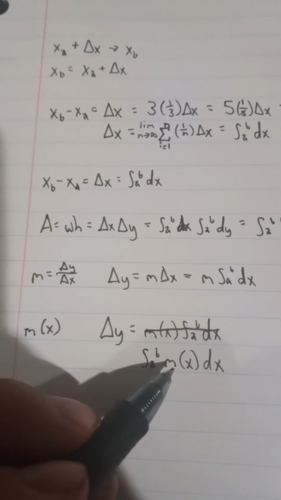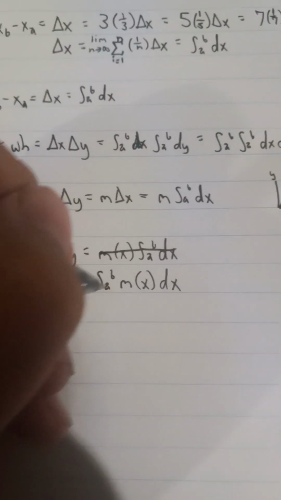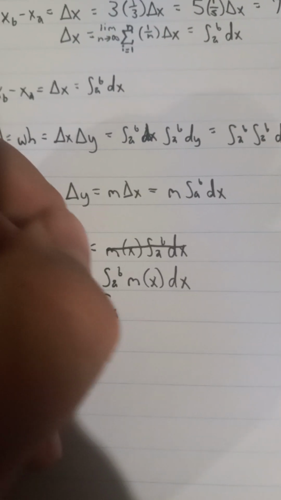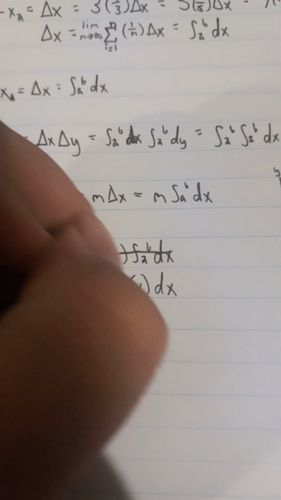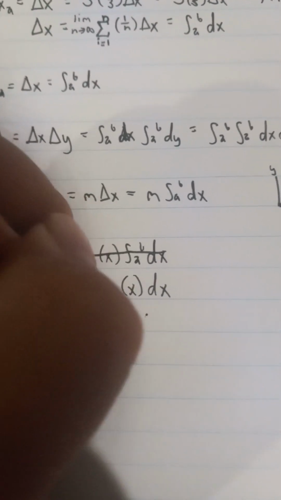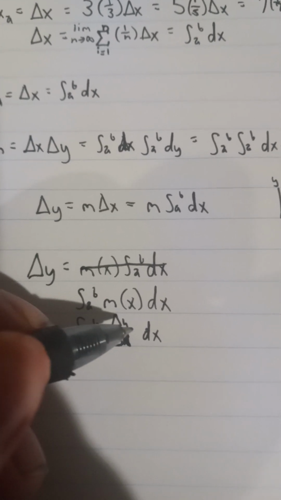But think about the definition of m here. This definition of m is delta y over delta x. So if we try to expand that here, see this delta y over delta x. Oh my gosh, can't write today. Delta x, dx. Uh-oh, what happened here?